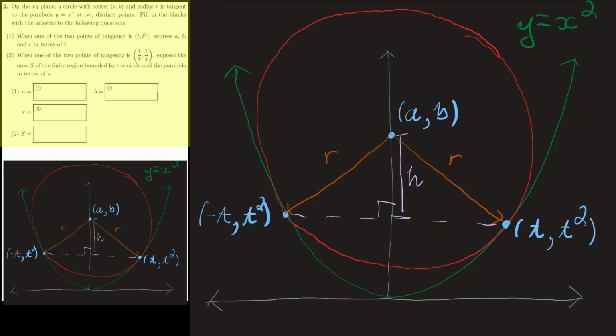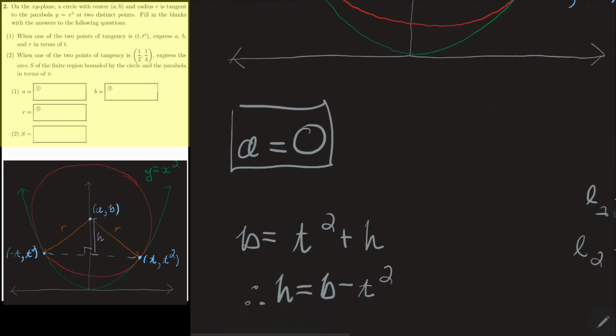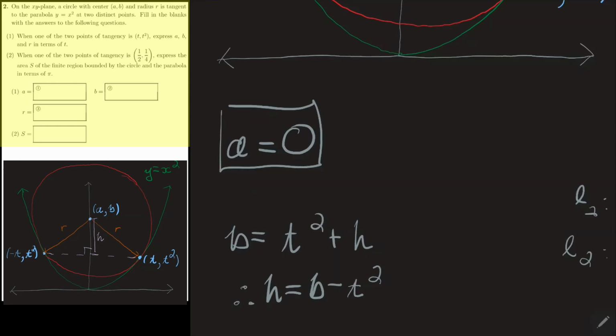Next, for b, we notice that b is t squared, which is the height up to this point, plus h, which is the height from the point to the center of the circle. I have that written down over here. We can also say that h equals b minus t squared. But the question wants these values in terms of t, and right now I have too many unknowns with h and b, so we can't use these for now and just leave them for later.